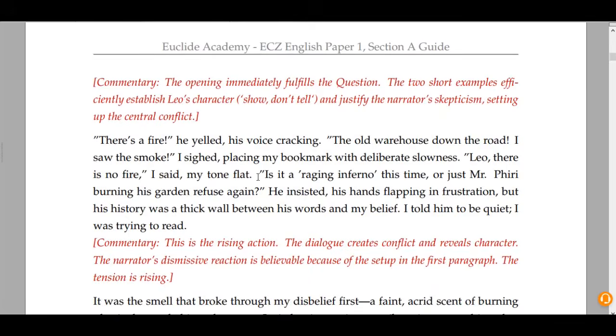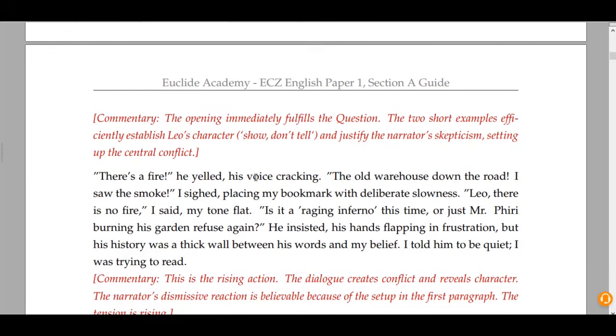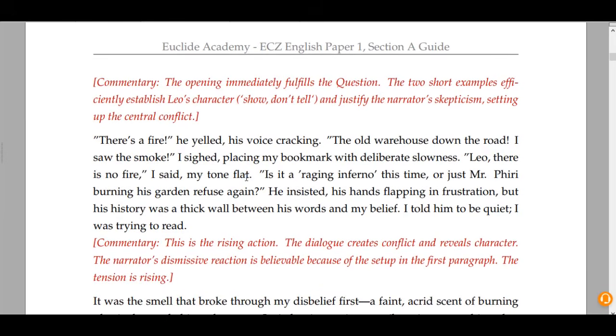Okay, so for the second paragraph, you can actually introduce direct speech in the composition when you're storytelling, which is really good. "There's a fire!" he yelled, his voice cracking. This is really good. It shows you understand grammar, vocabulary, as well as punctuation, good punctuation. This tends to get you more marks.